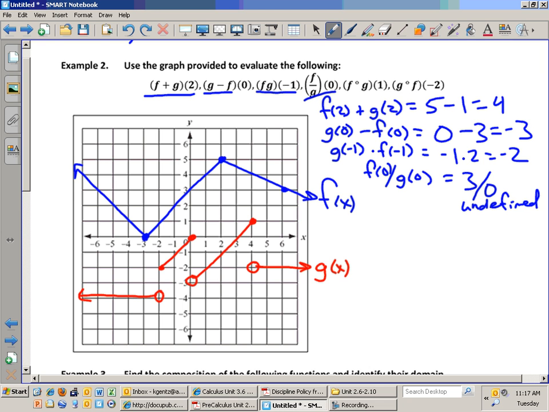So if you wanted to add these, let's just suppose that you had an assignment that said add them. You know, let's actually graph it when we add them. All you do is you add the y values. So look, I'm down here at negative 4, and I'm up here at positive 3. What's negative 4 plus positive 3? Negative 1.